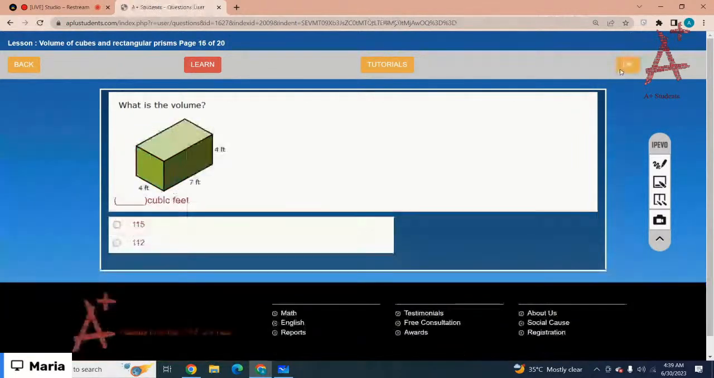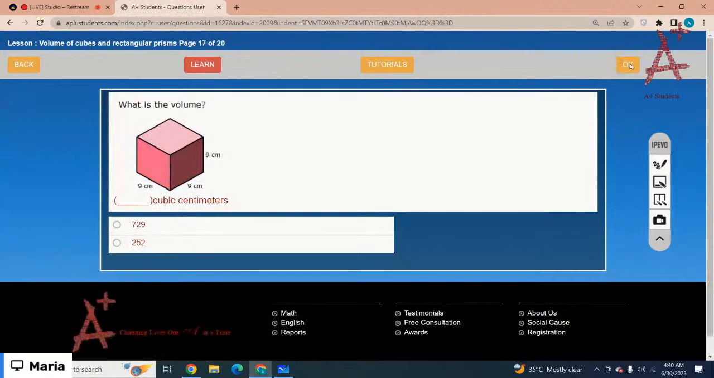Okay, what is the volume? It would be length times width times height. So you have to do 4 times 7. So that would be 112 cubic feet. Okay, what is the volume? It is 9 times 9 times 9. So that would be 729.